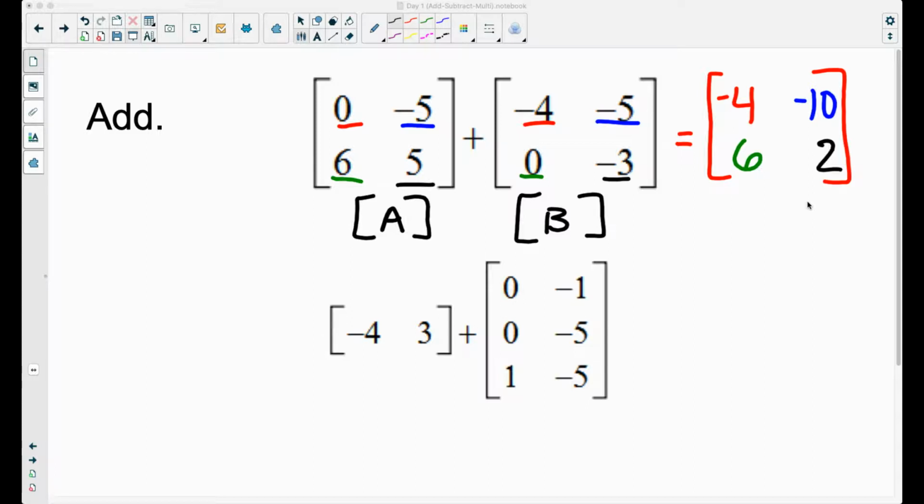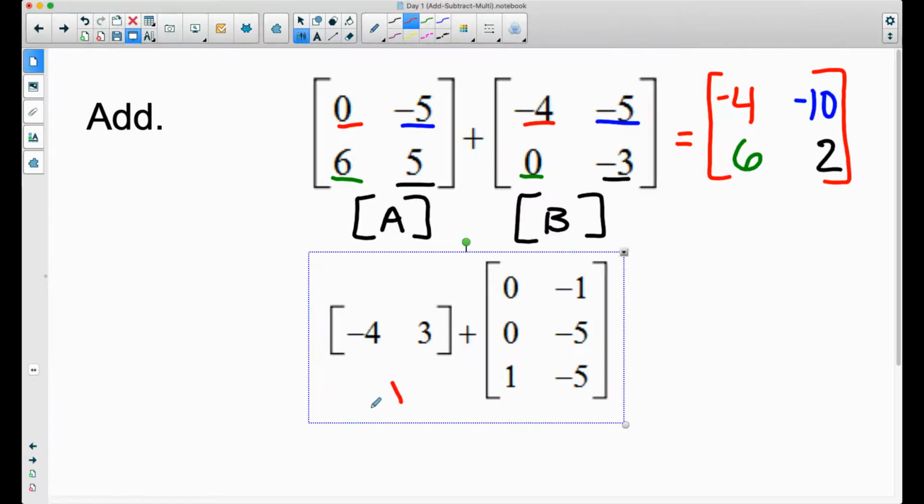All right, so the next one, if we look at our dimensions here, it's a 1 by 2 and a 3 by 2. Those are not the same dimensions. So we would put a dimension mismatch.